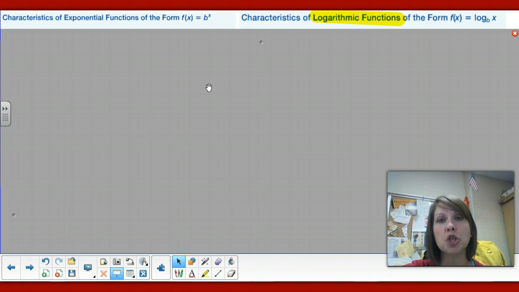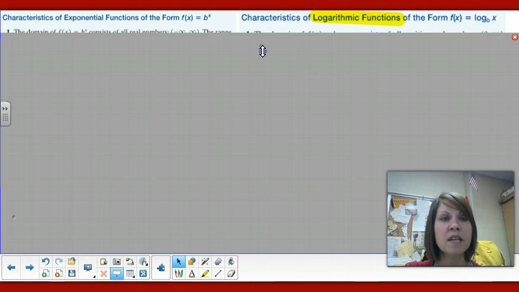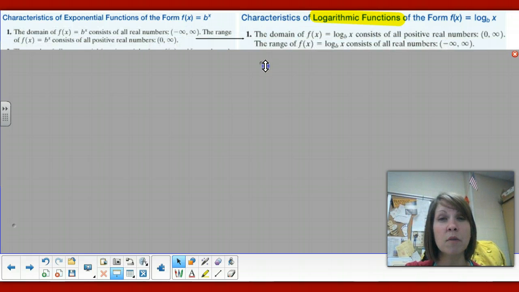Okay, I wanted to show you something within this lesson 2 that you saw back in lesson 1. Okay, we had this chart in lesson 1, characteristics of exponential functions of the form f of x equals b to the x, and we have this chart in lesson 2, characteristics of logarithmic functions of the form f of x equals the log of x base b. I want you to see in here this is going to be really wordy. Okay, really wordy.